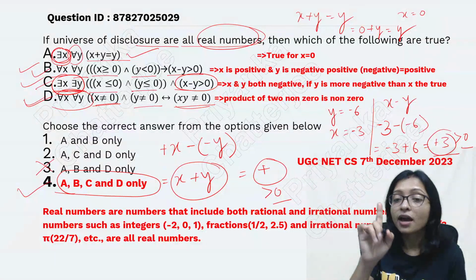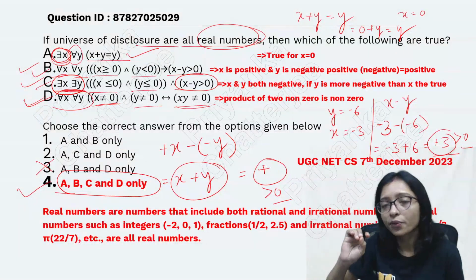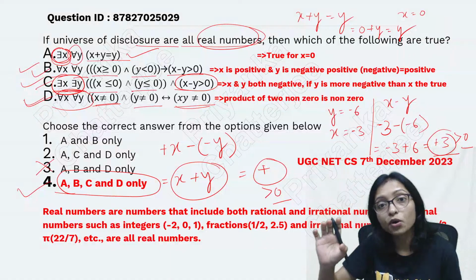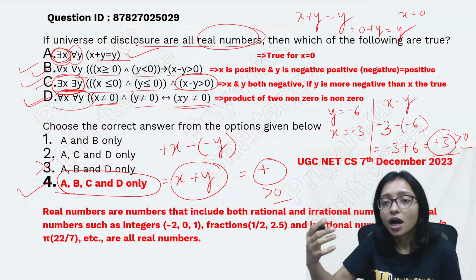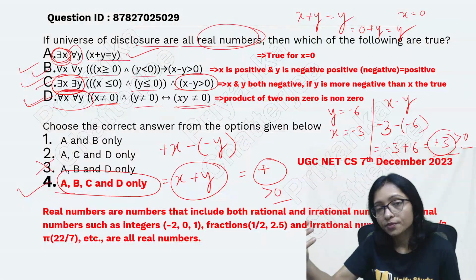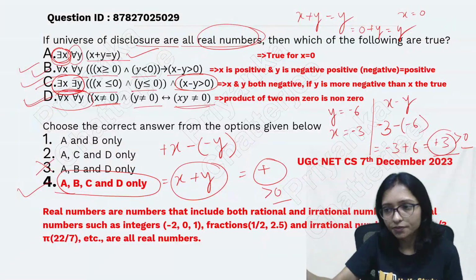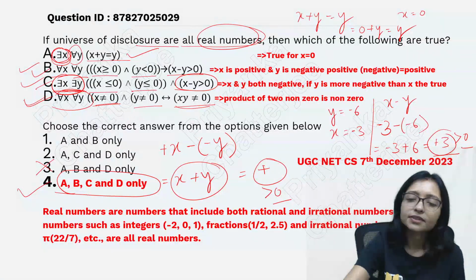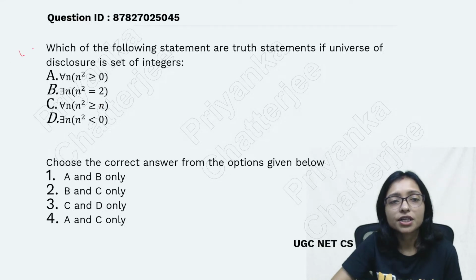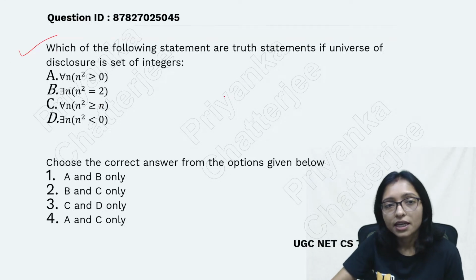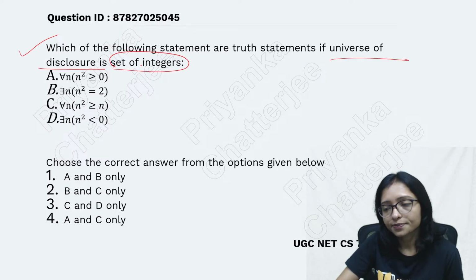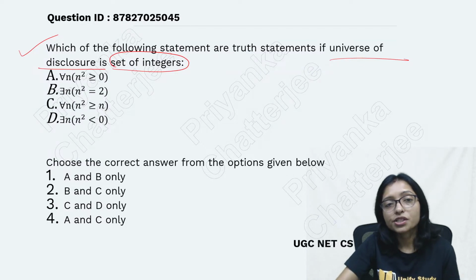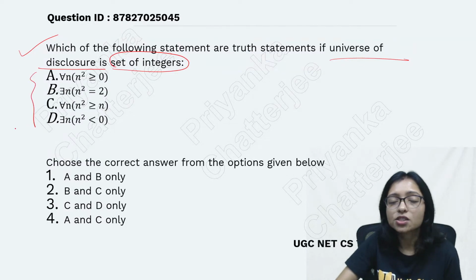This is the way you need to think about the question. It is very important how to think and how to understand the question. I hope it is clear to you, right? Same type of question you can see in this one. It is asking, the universe of discourse is the set of integers. For the set of integers, out of these, which one is true?